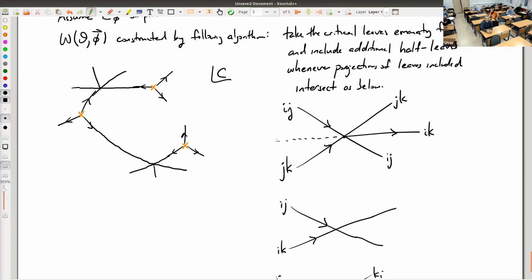Also, I have a question. Is the final picture finite? Do you have a finite number of vertices in that network?